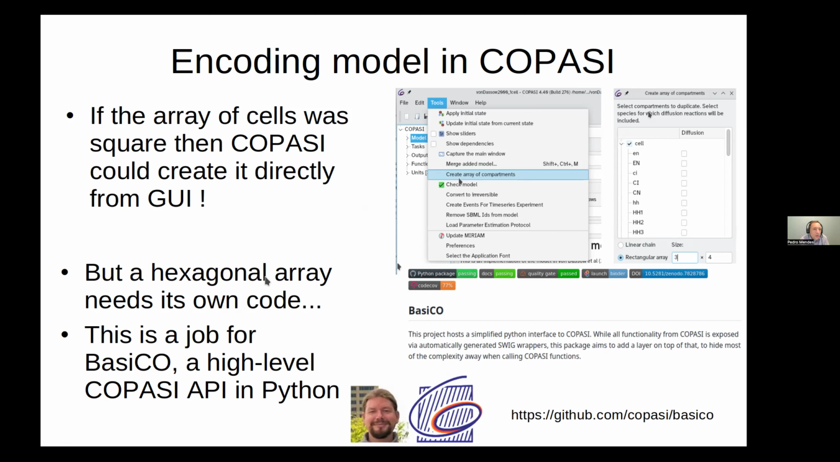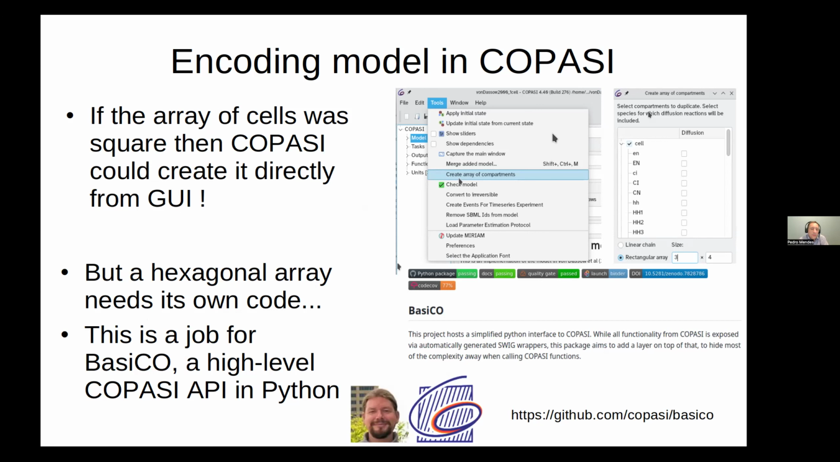Essentially, you have to use 3 coordinates to do hexagonal arrays. You do not address them with 2 coordinates. You have to address them with 3 coordinates. So anyway, I had to develop code for that. COPASI couldn't do it immediately. I mean, COPASI can run the model easily, but I could not create it directly.